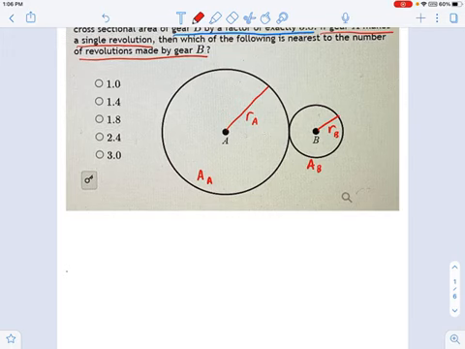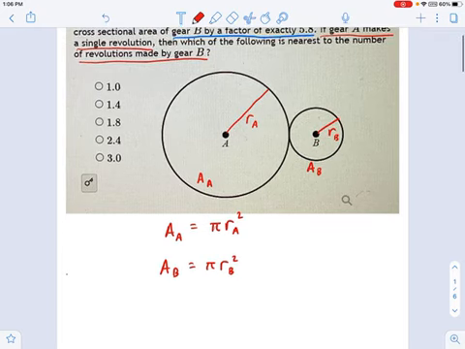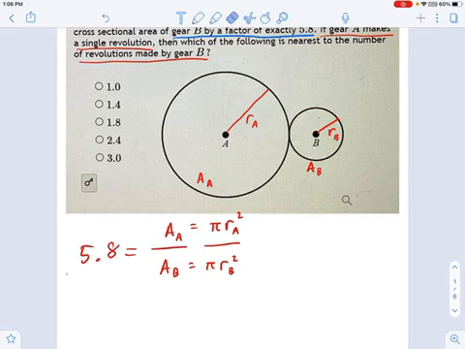Remember what area is. The area of circle A equals pi times the radius of circle A squared. And the area of circle B is going to be very similar. It's pi times the radius of that circle squared. Well, I'm told here at the very beginning that wheel A is bigger than wheel B, and its area is greater by a factor of 5.8. So what that means is, if you set up a division like this, the result of that division is 5.8, right? Area A divided by area B equals 5.8.